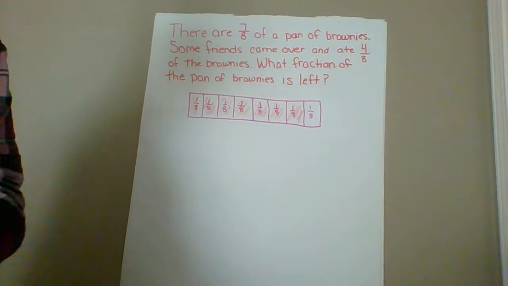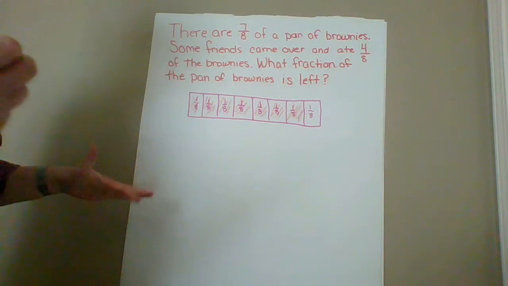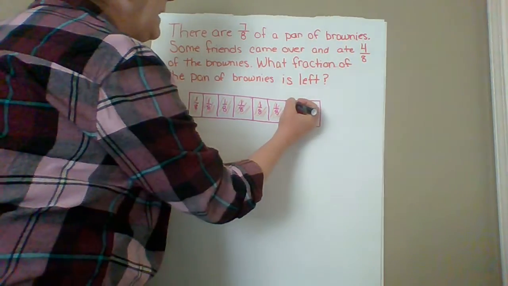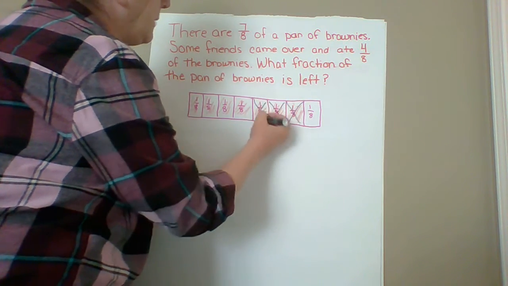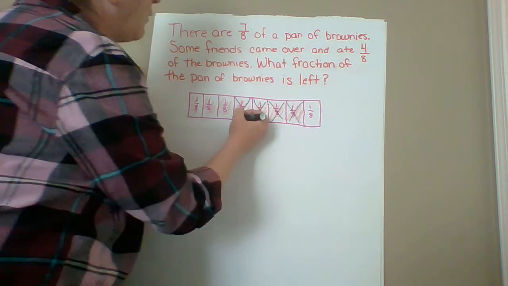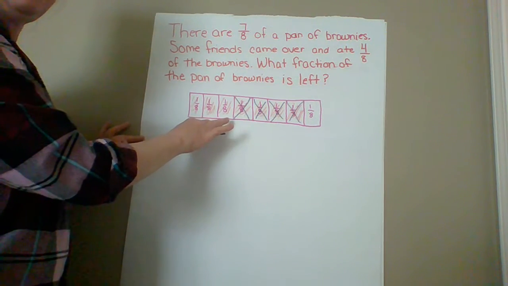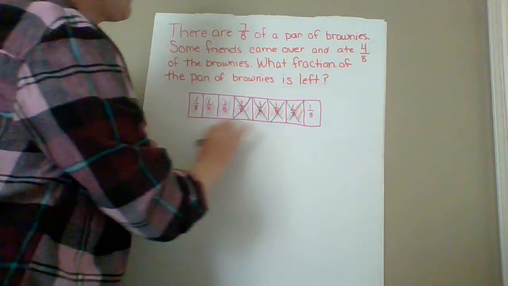Then we need to go ahead, and some friends came over and they ate some of the brownies. So they ate 1/8, 2/8, 3/8, 4/8 of the pan of brownie left. So how much is left? Let's go ahead and write an equation that matches this representation.